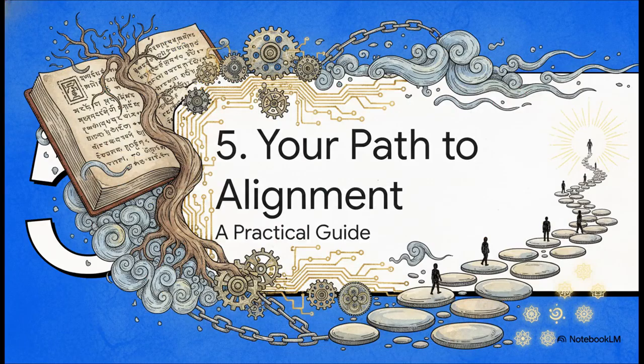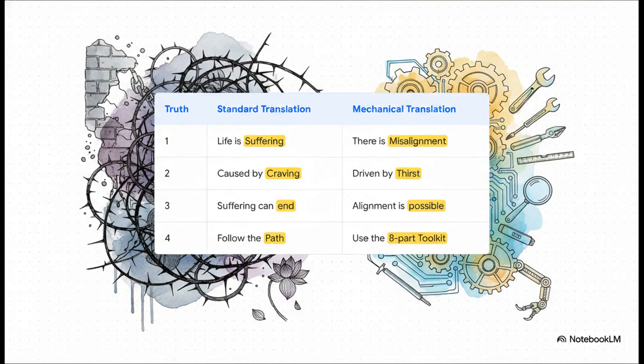Okay, let's bring this all home. Let's just look at how this new translation, based on those original Pali roots, completely reframes this ancient wisdom. It shifts it from a philosophy about suffering into a practical guide for skillful living. So look at this. On one side, you've got the common translation. Life is suffering, it's caused by craving, but hey, you can end it by following the path. It's all about ending a negative.